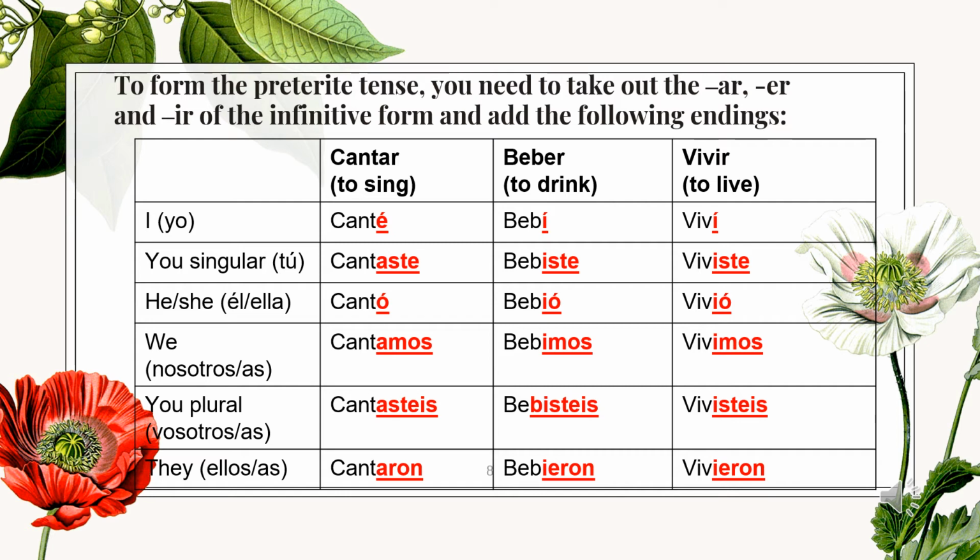So, bebí, I drank. Bebiste, you singular drank. Bebió, he or she drank. Bebimos, we drank. Bebisteis, you plural drank. Bebieron, they drank. And for vivir, the same endings as for the ER verbs. Viví, viviste, vivió, vivimos, vivisteis, vivieron.